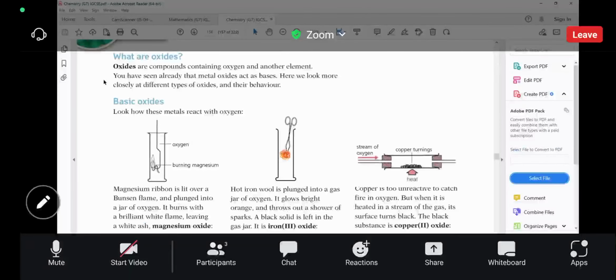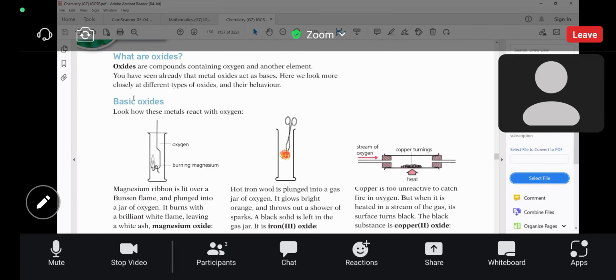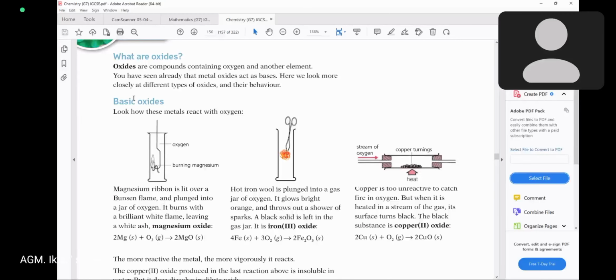So oxides are substances or compounds that contain oxygen and another element. For example, sodium oxide. What is the chemical formula of sodium oxide? Sodium oxide. So, oxide is O2 minus.